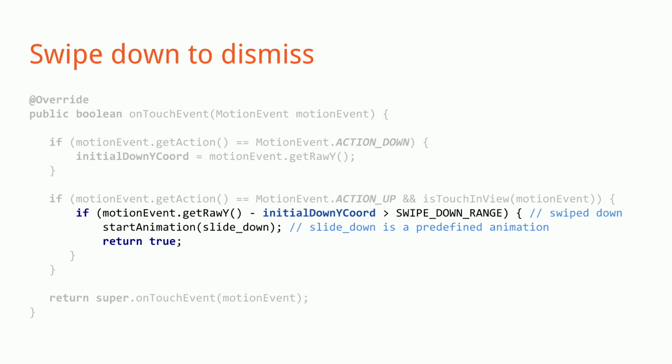Using that, we could say, okay, when they lifted the finger, was the last y coordinate actually bigger than this predefined range that we set? And if it was, then we could start an animation to slide the view down. And then we have to return true to tell Android that, yeah, this view handled this event. And now people are kind of like, okay, I just don't want to do any of this anymore.